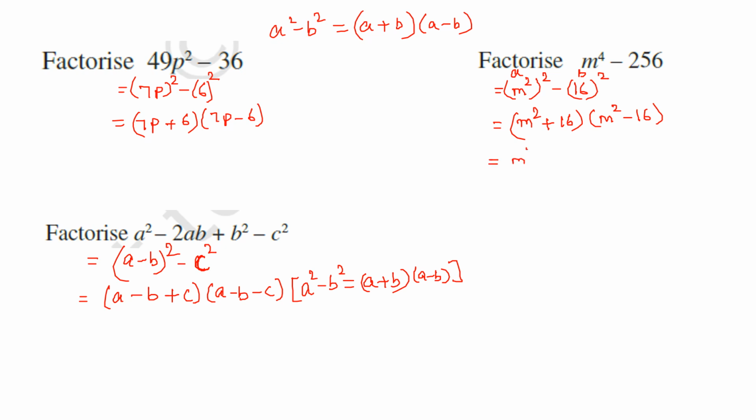Now next, if you see m square plus 16, I cannot factorize it further. But if you see the second part, m square minus 16, again 16 can be written as 4 square, isn't it? So I can write it as m square minus 4 square. So this further you can write as (m square plus 16). Now again you have to use the identity a square minus b square, where your a is m and b is 4. So you can write a plus b, which is m plus 4, and a minus b, which is m minus 4. Now you cannot reduce it further. So this is going to be your final factorization.